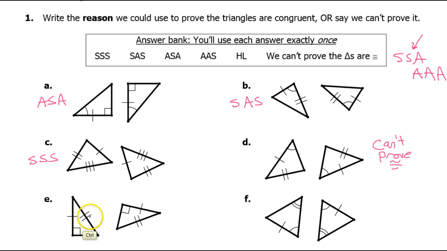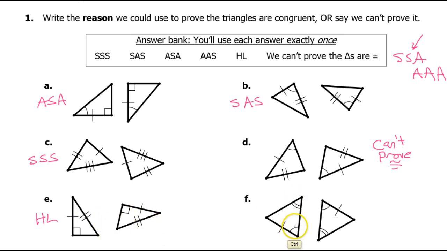Okay, for part E, now this would be side, side, angle if this was just a regular angle. But because this is a 90-degree angle, that means we're looking at right triangles. So perhaps hypotenuse leg. Notice that the hypotenuse is marked congruent and one of the legs is marked congruent. So hypotenuse leg will prove these triangles are congruent.